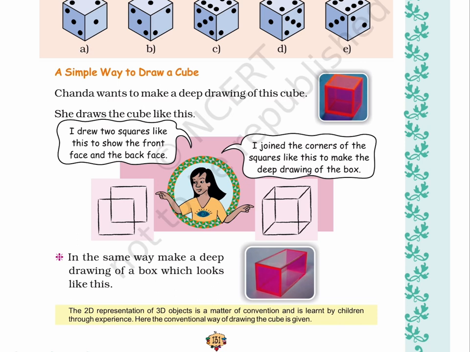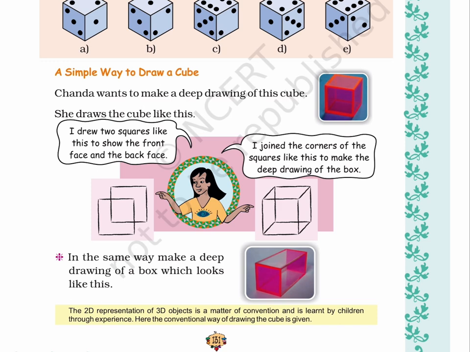In the same way, make a deep drawing of a box which looks like this. We can see a rectangular box for which you have to make a deep drawing. For the teacher, the 2D representation of 3D objects is a matter of convention and is learnt by children through experience. Here, the conventional way of drawing the cube is given.